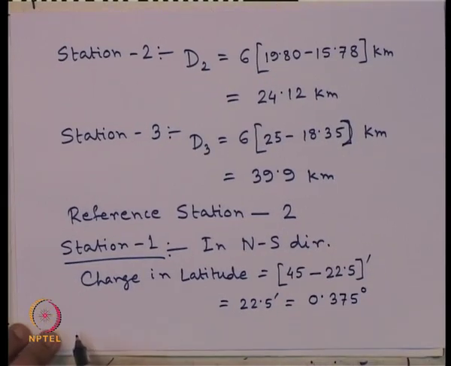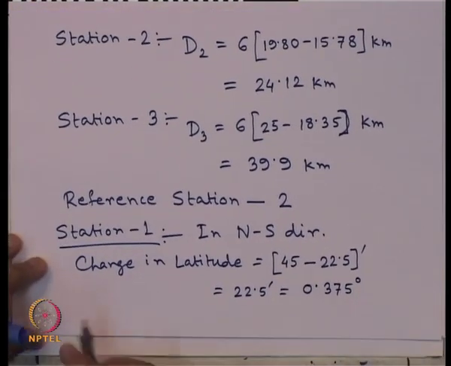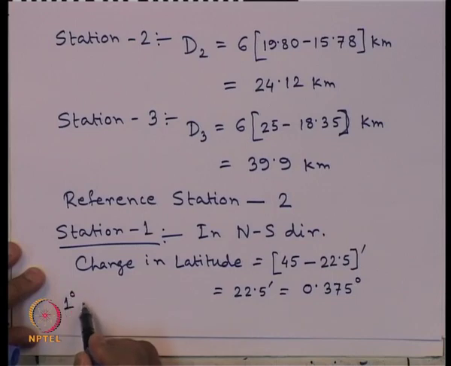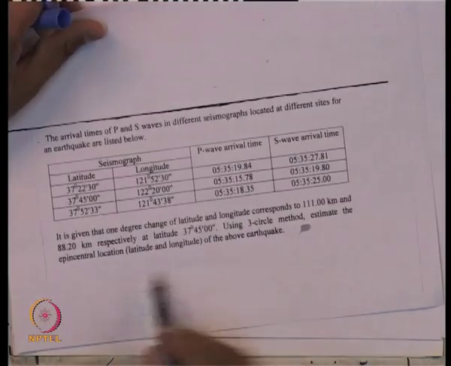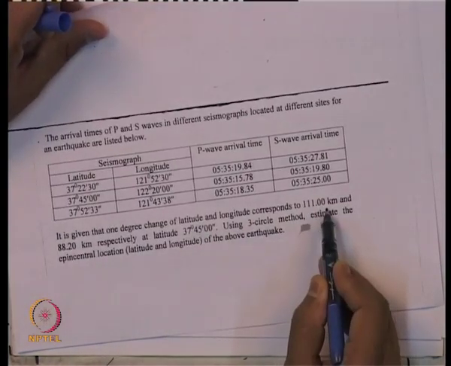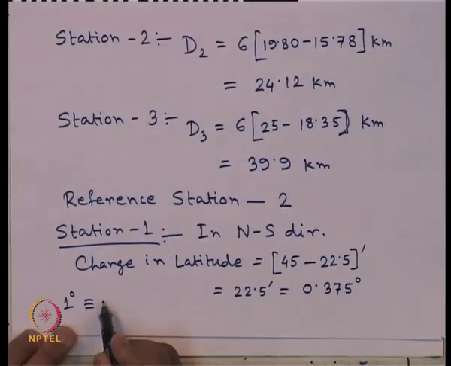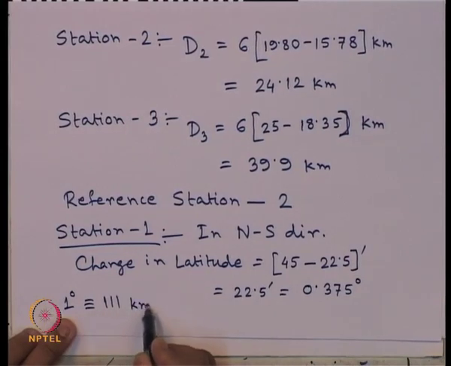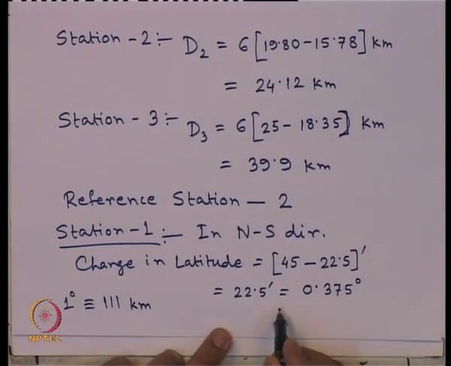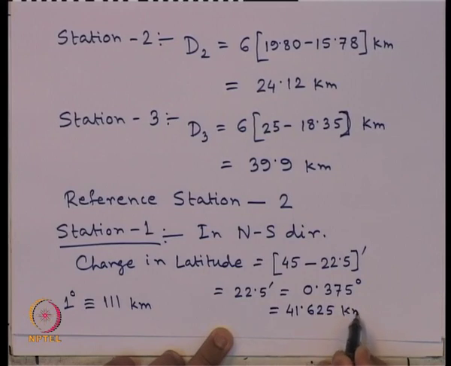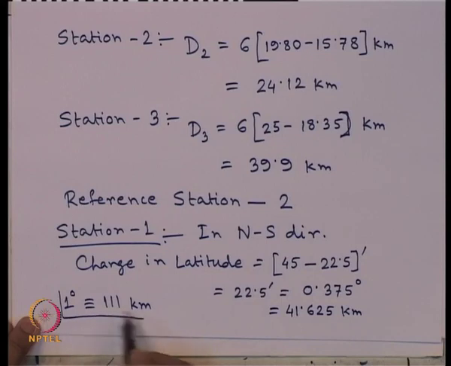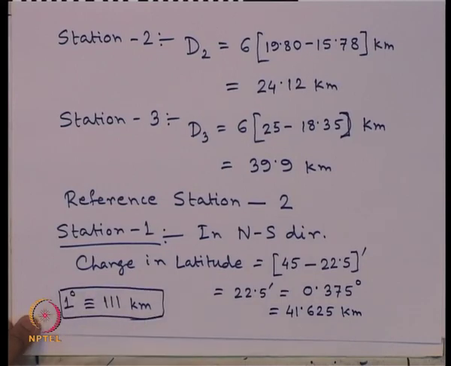Now, it is given to us that 1 degree corresponds to how much kilometer of variation in the latitude? 1 degree corresponds to 111 kilometer. 1 degree means 111 kilometer. So, we can say this is equivalent to 41.625 kilometer. This 0.375 degree corresponds to this kilometer, because this data is given to us. Okay?